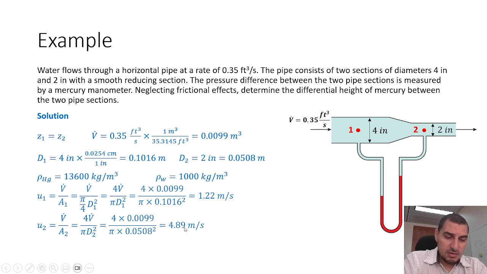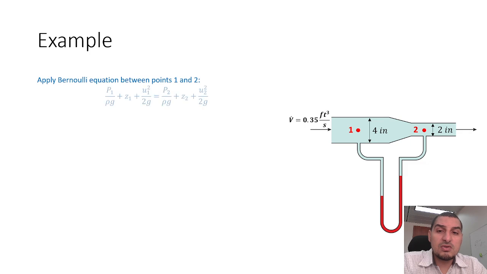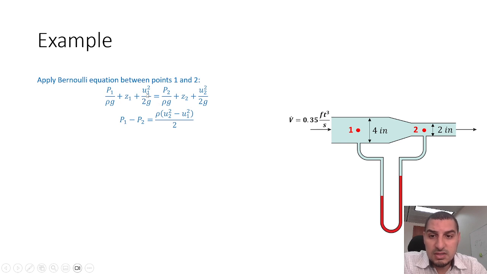Okay. So now we can start with applying Bernoulli equation between points 1 and 2. We know that the heights are equal. We know the velocities, so we can find the difference in pressure. I don't need the exact value of pressure at point 1 and point 2. All what I need is the difference in pressure. So when we substitute the velocities, the heights will cancel out, and the equation will be delta P is rho, U2 square minus U1 square, over 2.